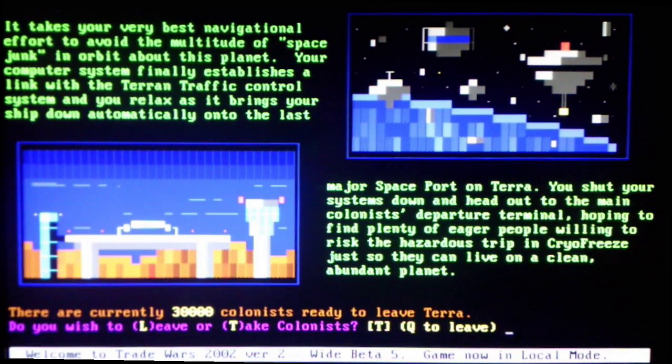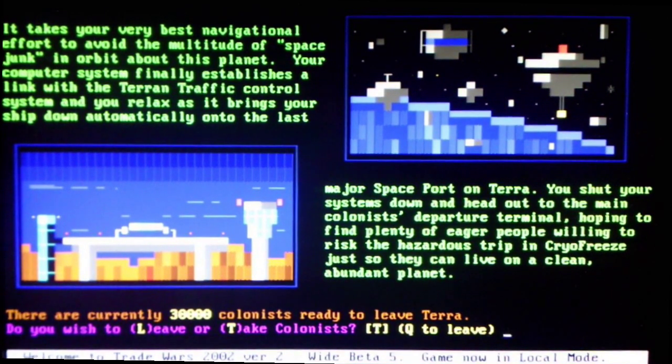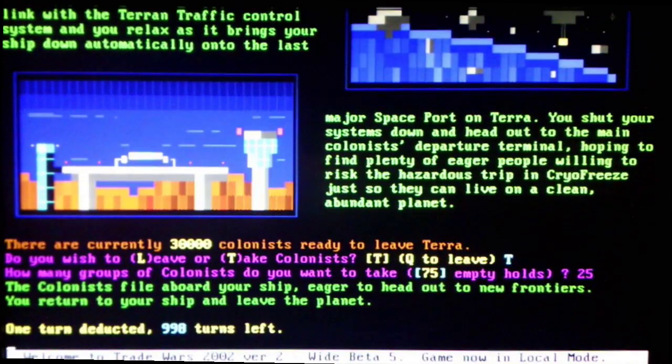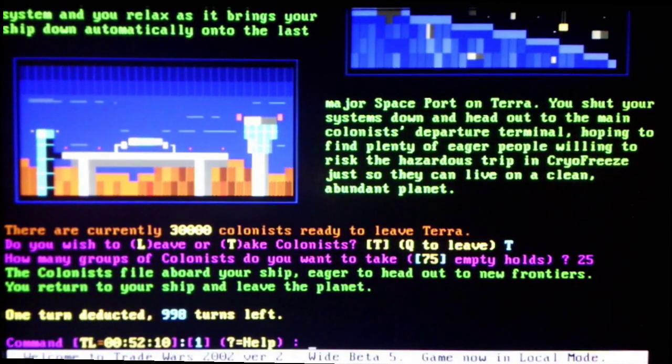Oh, there are colonists. Well, let's take the colonists, obviously. We'll do 25. And I leave the planet.